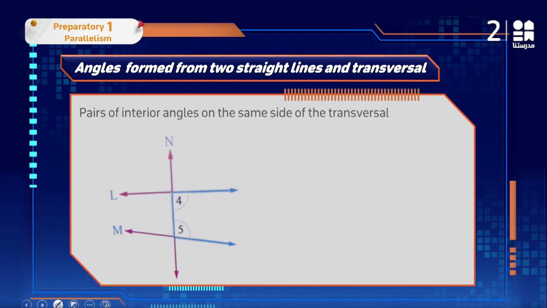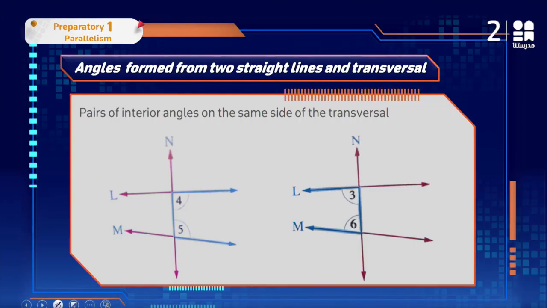What do you see now? 4 is under line L, and 5 is above line M, but they are on the same side of the transversal. And the same for 3 and 6. 3 is to the left, 6 is to the left. 3 is under line L, and 6 is above line M. So in interior angles, both of them are on the same side, but one of them is under and the other one is above, or to the left and the right, for example. Here we have this one. Now let's watch this video.